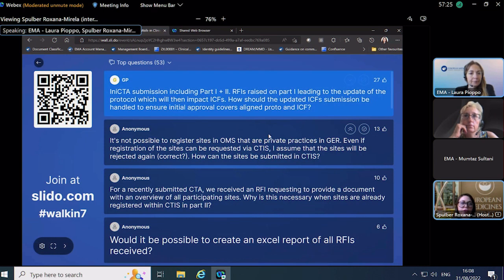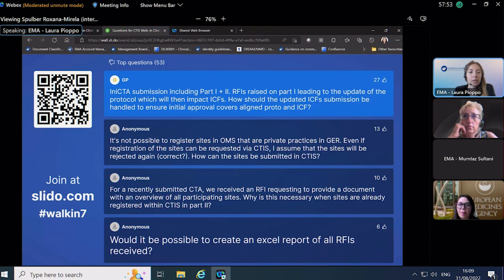Okay, so: initial CTA submission, including part 1 and 2. RFIs raised on part 1 lead to an update of the protocol, which will then impact the ICFs. How should the updated ICF submission be handled to ensure the initial approval covers a protocol and ICF that are aligned? Yes, that's a very practical and good question.